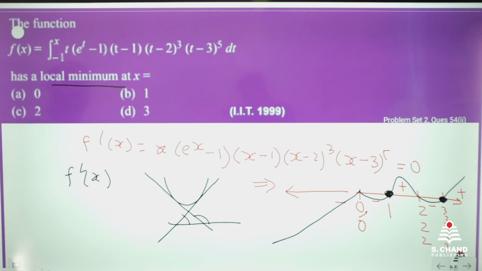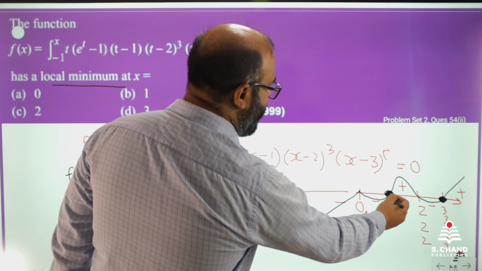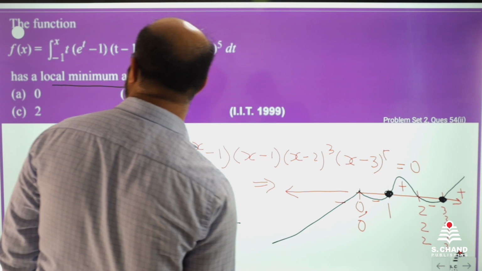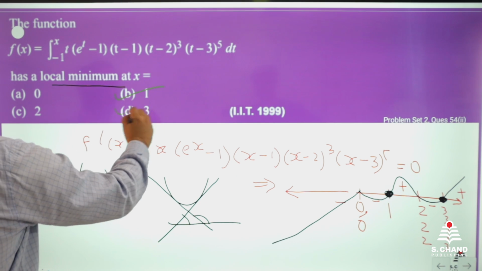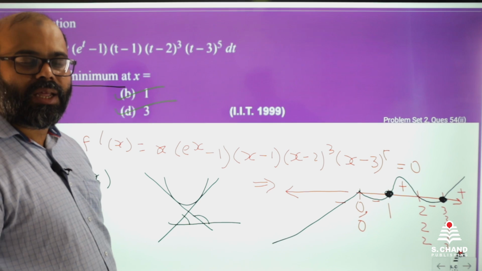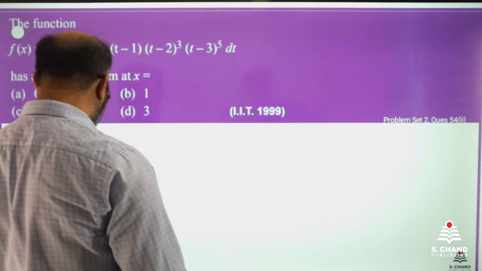Now there are two options, B and D. Which will you select? This is the question here. So as we are saying that we have minus to plus at 2 points, 1 and 3, what you will say is that 1 and 3 both are the correct answers. So this is the multi-correct question. Let us come to the next question here.